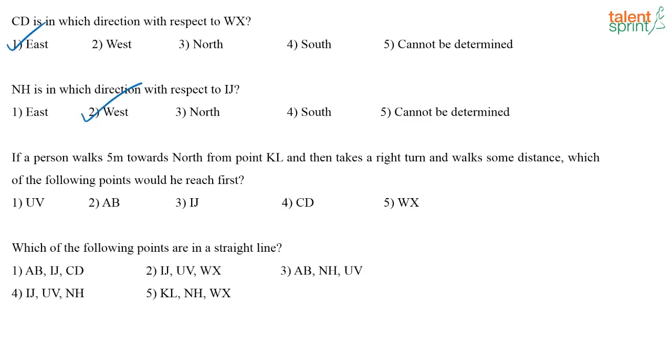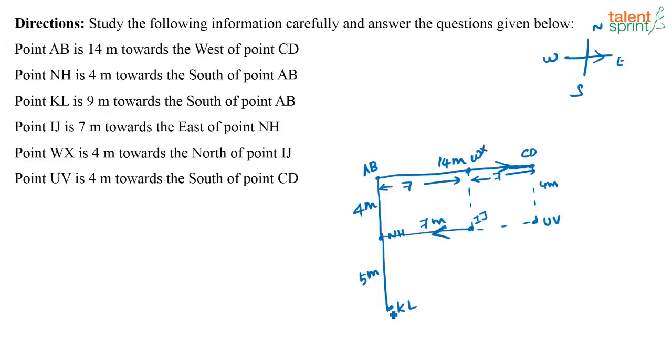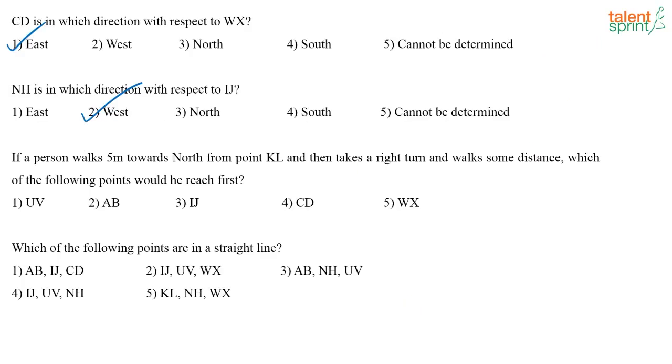Next, if a person walks 5 meters towards north from point KL and then takes a right turn and walks for some distance, which of the following points would he reach first? If he walks 5 meters north from KL and turns right, he will reach IJ first, correct? Then only he will go to any other point. So the correct answer for the third question is IJ.